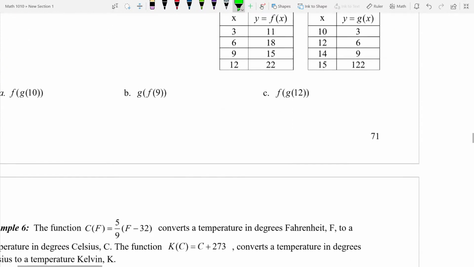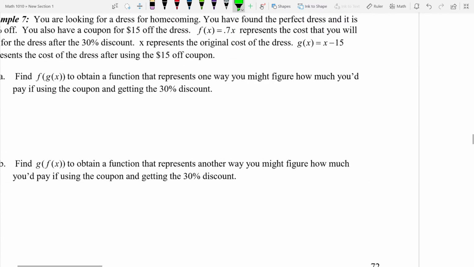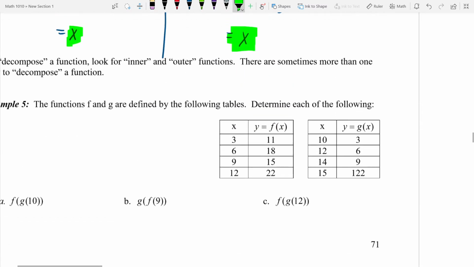Okay? Okay, here's example 5. This is having a hard time loading for some reason.